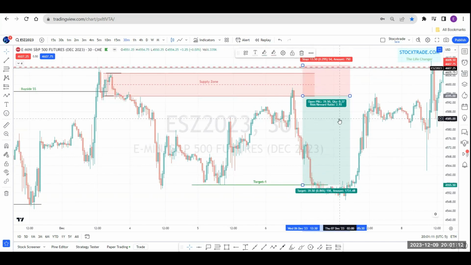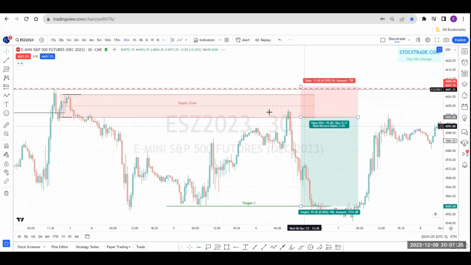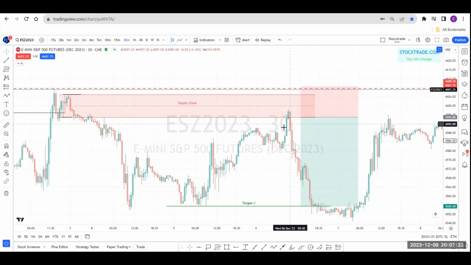So this is almost 1:3. How many points can you take? You can take almost 40 points. 40 into 50 is $2,000. Within how much time? I don't know, maybe within 2-3 hours. But what is your stop loss? You know your stop loss before entering the trade, and you can be ready.